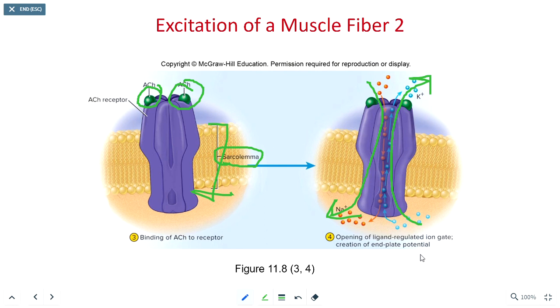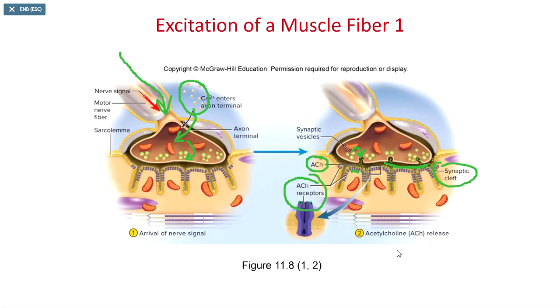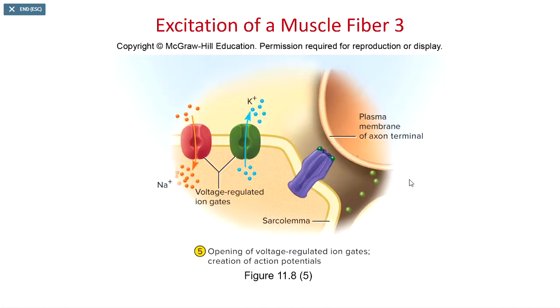Because this is an ion channel gate that opens up when a chemical, in this case acetylcholine, binds to it, it is referred to as a ligand-regulated gate, sometimes referred to as a chemically regulated gate. And this is what starts the action potential at the motor end plate of the neuromuscular junction. Just to review, the motor end plate is this region of the sarcolemma directly opposite of the axon terminal. So right there, highlighted in green, is that motor end plate.